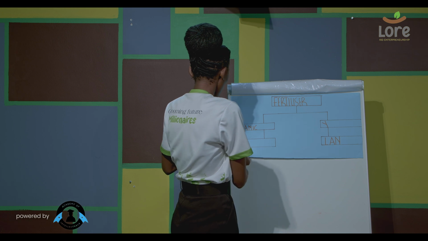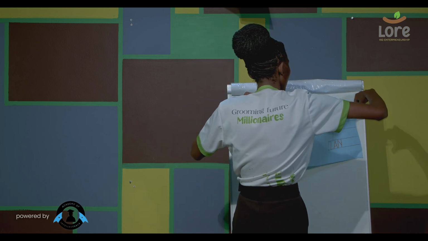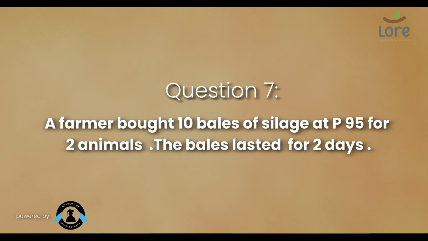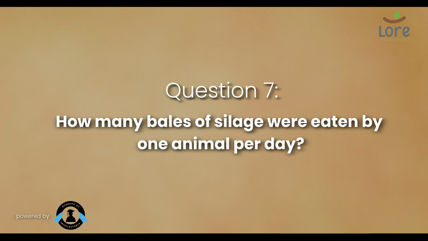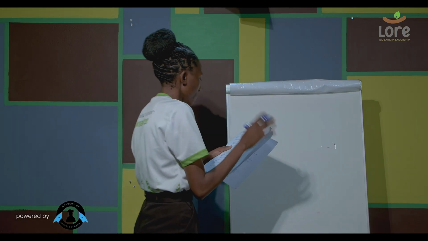Okay, let me remove this from the board. Okay, let's read the question again. A farmer bought 10 bales of silage at 95 pula for 2 animals. The bales lasted for 2 days. How many bales of silage were eaten by 1 animal per day? Now, let's break down the information provided above. There is a total silage purchase of 10 bales.